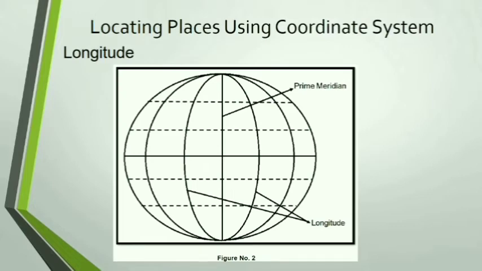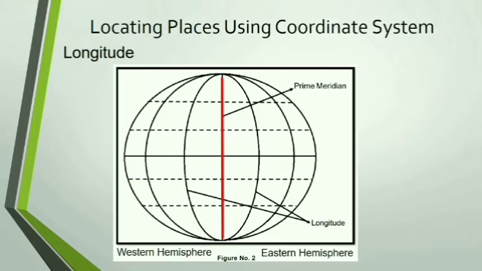Now let's talk about the longitude. So longitude is a vertical imaginary line that runs from north to south of a map or a globe. So our reference point for the longitude is the prime meridian. The prime meridian divides the Earth into another two hemispheres, the eastern hemisphere and the western hemisphere. They both measure 180 degrees from the reference point, which is the prime meridian.